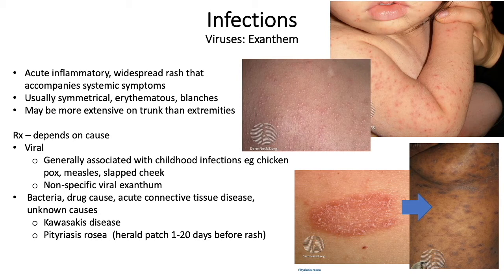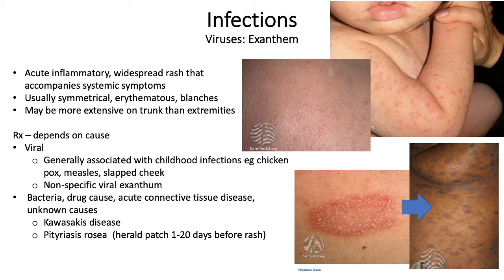Viral exanthems tend to be associated with childhood infections, so for example chickenpox, rubella, slap cheek, measles. But there are also non-specific viral exanthems, and these tend to have a milder rash. Other things can cause exanthems, so bacteria, drugs, acute connective tissue diseases, and unknown causes, as for example with Kawasaki's disease or pityriasis rosea.